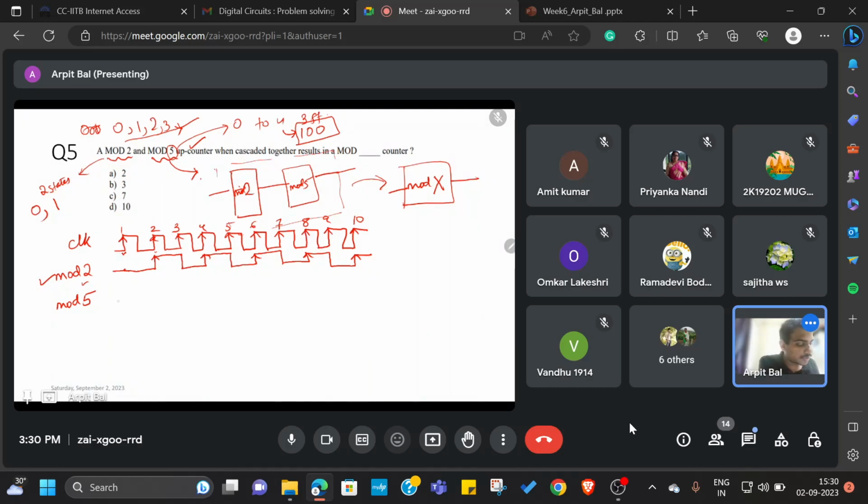Now for the mod 5 counter, let us assume that it was 0 from the beginning. When it gets the first clock edge, it becomes 1, and it is going to count till 5. So this is 0, 1, 2, 3, 4. These are a total of 5 states. Once it crosses 0, 1, 2, 3, 4, it is going to change its state. So what is the total number of clock pulses that it took?